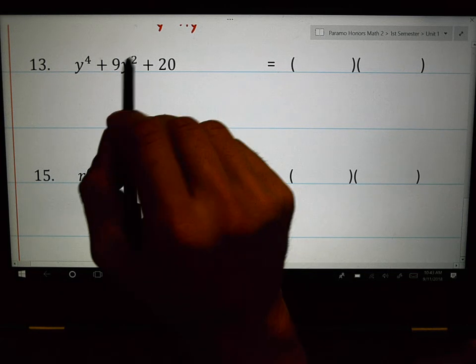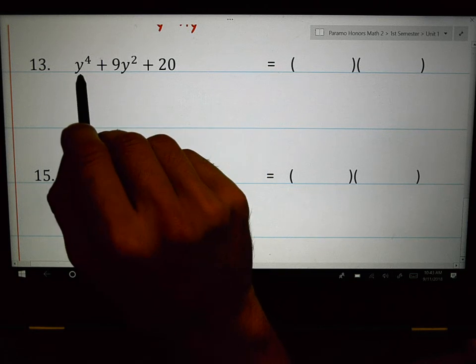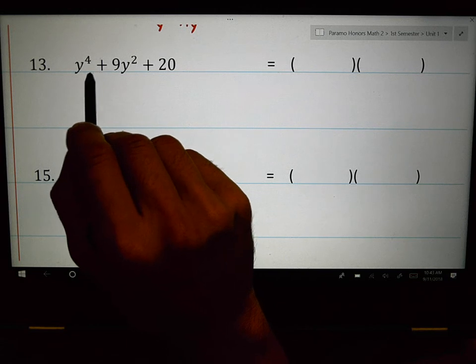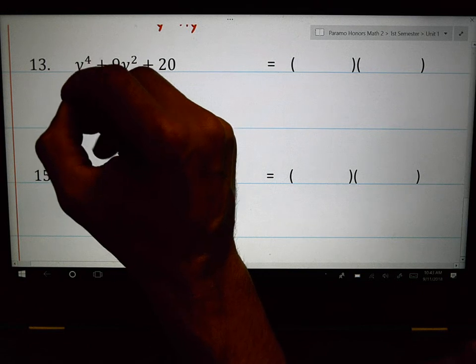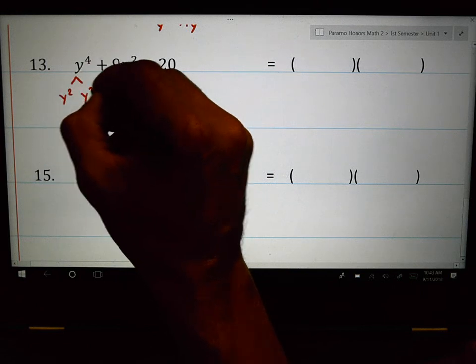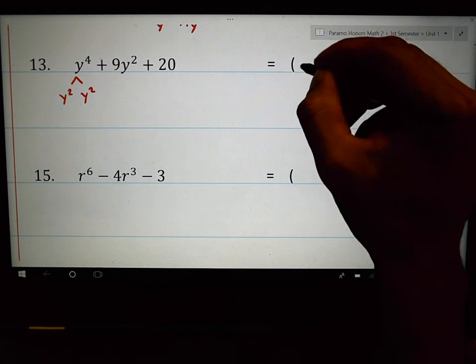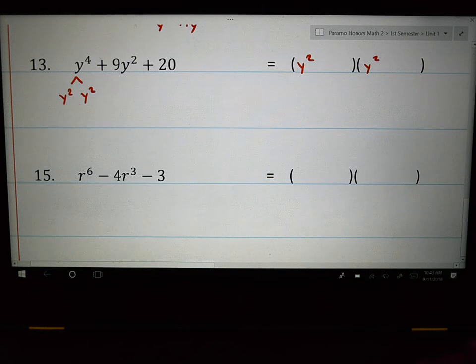You're going to look at this middle term and see what variable they have, and you're going to kind of know that you're not going to use y to the 3rd times y here. You're going to split this up into something that makes sense for that middle term, like y squared times y squared. It has to be. You would never use y to the 3rd times y here because that middle term is a y squared. We automatically know what should be in the front of these 2 parentheses.